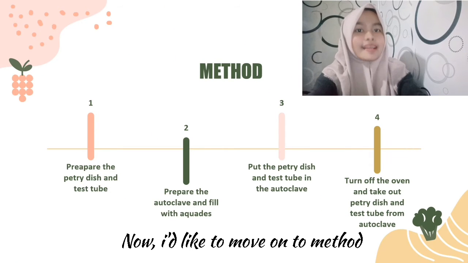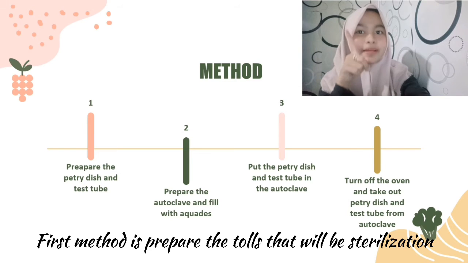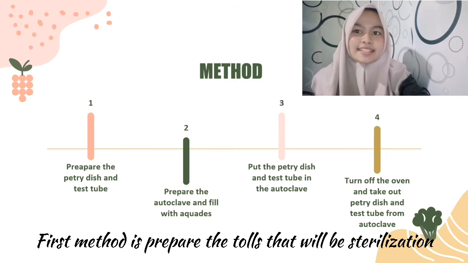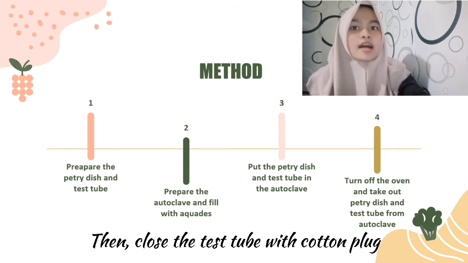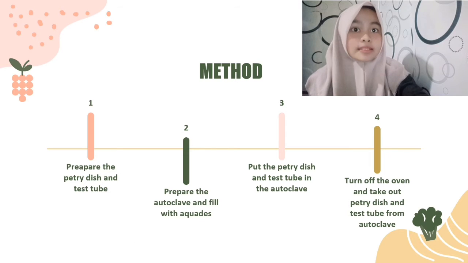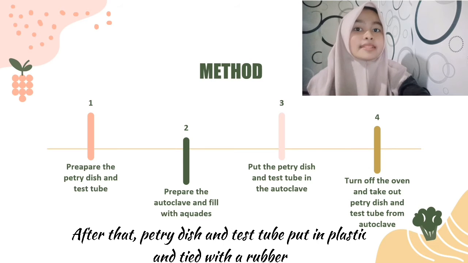Now, I'd like to move on to method. First method is to prepare the tools that will be sterilized. Before that, the tools must be cleaned with alcohol. Then, close the test tube with cotton plug and wrap the petri dish with brown paper. After that, put the petri dish and test tube in plastic and tie it with a rubber band.